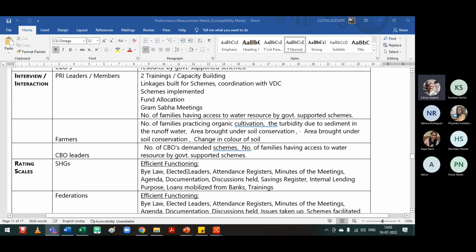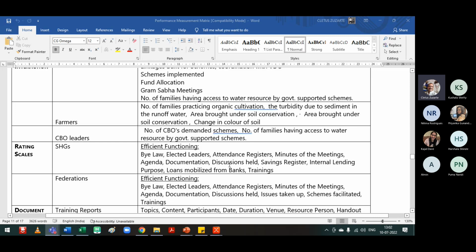Has the SHG registered attendance? Does it keep minutes of the meeting? Does the SHG have an agenda for every meeting? What were the topics of discussion held during the meetings? What was the saving register, and how far has it been updated? What was the interlending done? The amounts of interlending done in a meeting, and what was the purpose for the interlending?